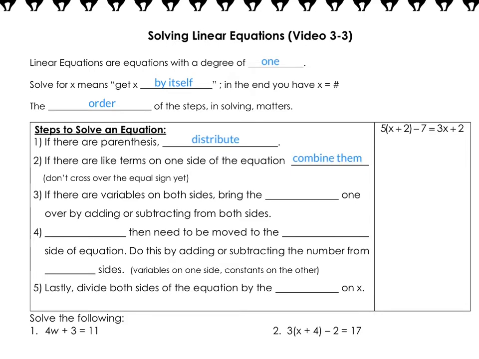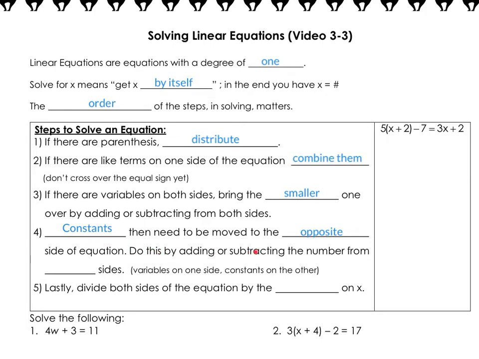But there's a little disclaimer here. We need to make sure we don't cross over the equal sign yet. That just means that if we have x's all on the left or on the right, we can put them together before we go over the equal sign. Then if there are variables on both sides, we need to bring the smaller one over by adding or subtracting from both sides. Next, constants need to be moved to the opposite side of the equation.